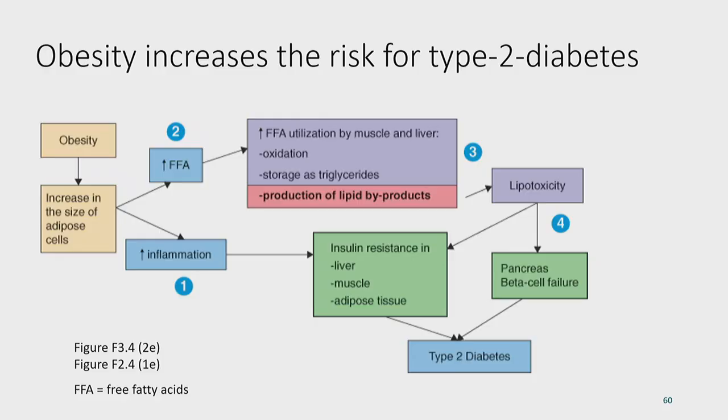Another consequence of obesity is an increase in inflammation, and it happens initially in the adipose tissue and throughout the body, because the adipose tissue secretes compounds that induce inflammation. And then in the liver, muscle, and adipose, this results in insulin resistance. So from this flowchart, you can see that obesity through two different paths contributes to the development of insulin resistance and diminishes the function of the pancreas, which leads to the development of type 2 diabetes.